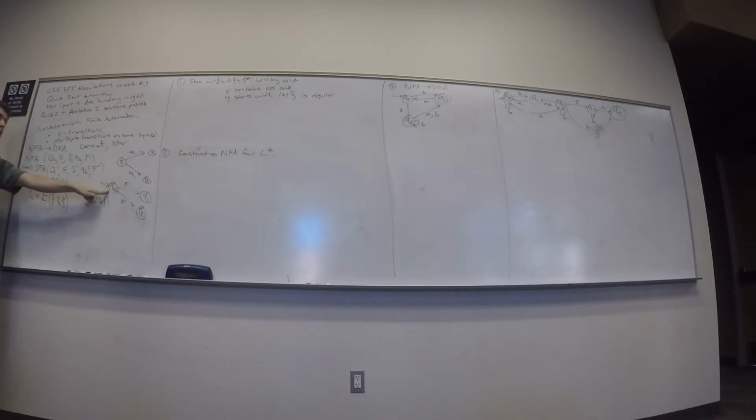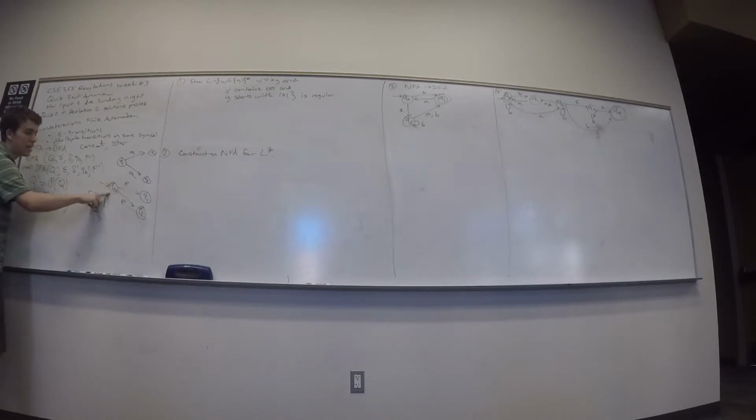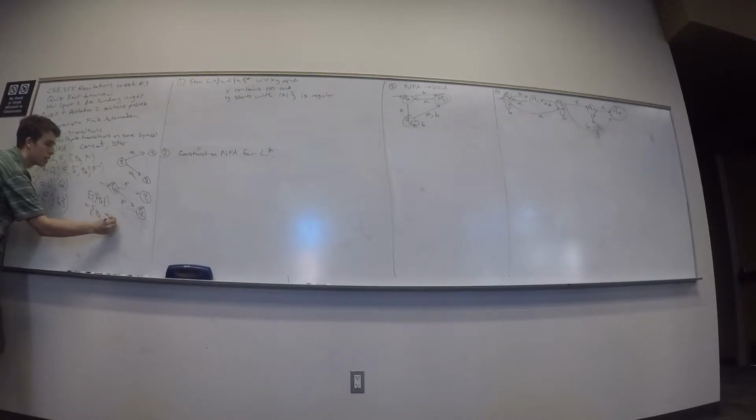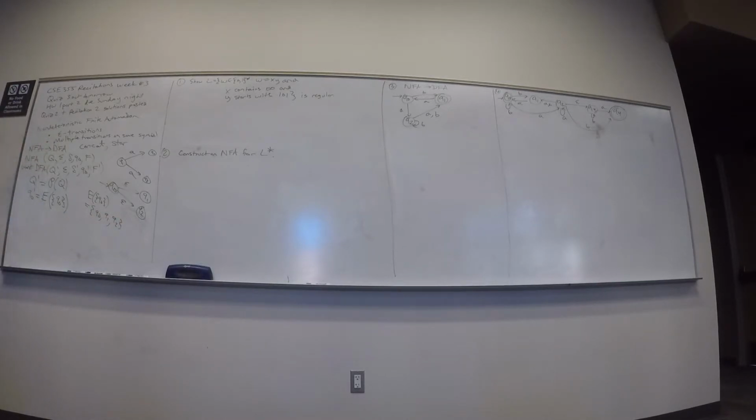Well, I can reach Q0 in 0, right? I'm already there, so I better include that. Where else can I go? Q1 and Q2, right? Because in Q0, I got to figure out where I can go via epsilon transitions. Good. So I include those, and any other ones that those reach. Good so far?